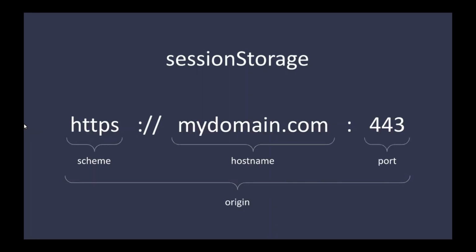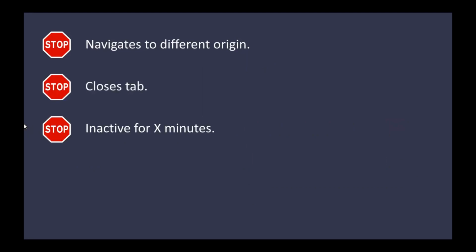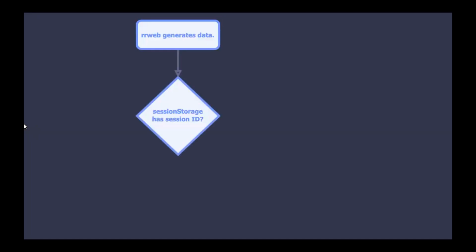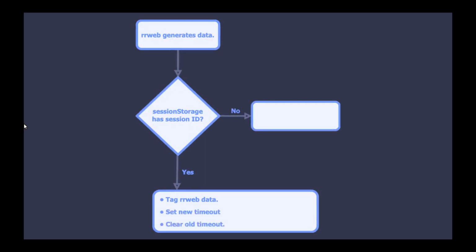By choosing to define our sessions as ending when the user either navigates to a different origin, closes the tab, or is inactive for some configurable amount of time, we were able to generate session IDs appropriately as follows. Whenever RRWeb generates data, we check whether or not session storage contains a session ID. If it does, we tag the RRWeb data with a session ID, set a timeout to replace the existing session ID with a new one after a configurable amount of time, and clear the previous timeout if one exists. If session storage does not contain a session ID, then we generate one, put it in session storage, and proceed just as in the other case.